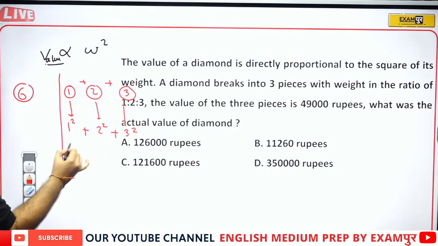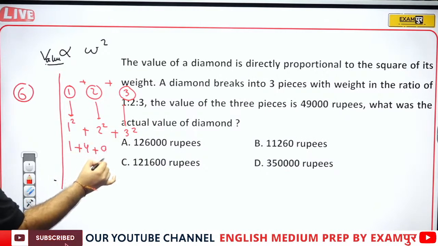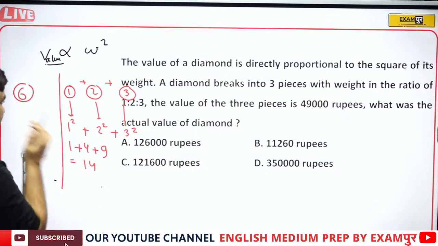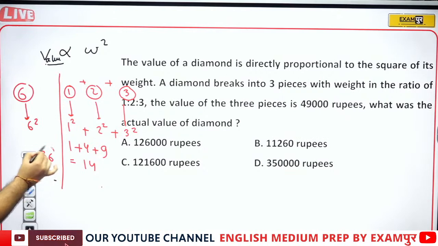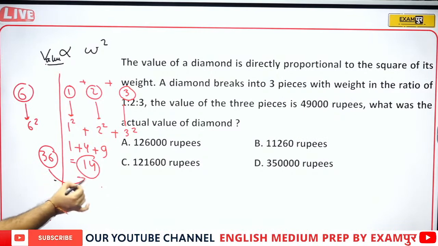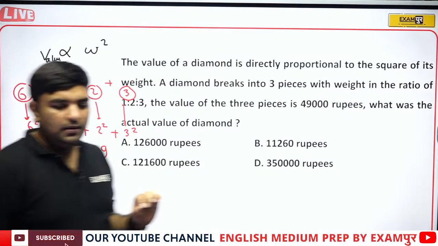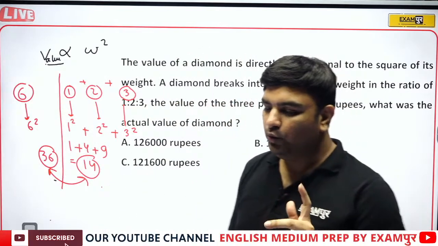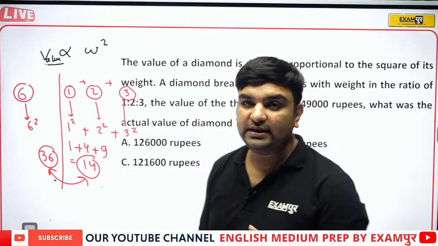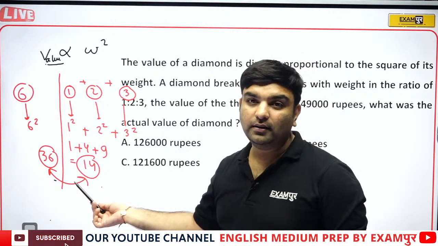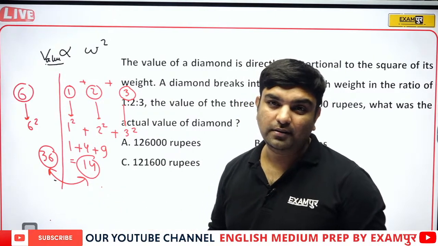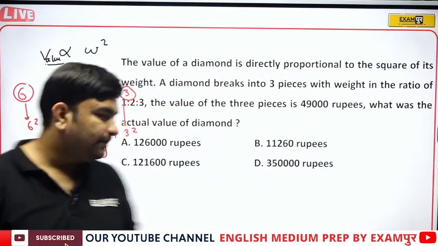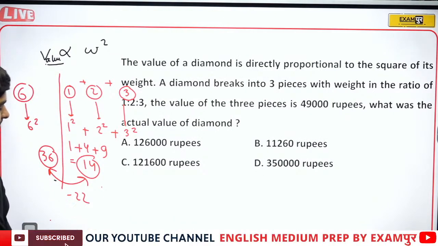So the final value is 1 plus 4 plus 9, 14. And the initial value is 6 square, 36. So this is playing a role. Now there is a huge decrement in the value. Initially the value was 36 and now it is only 14. Huge loss. So the loss is 22.